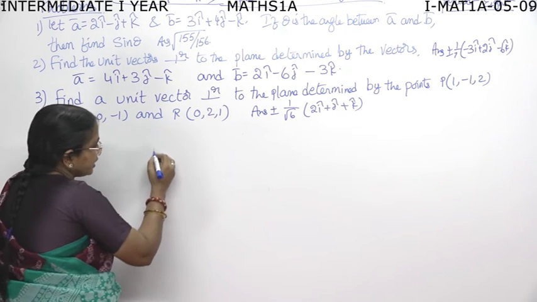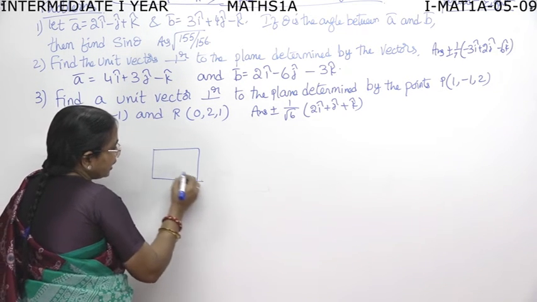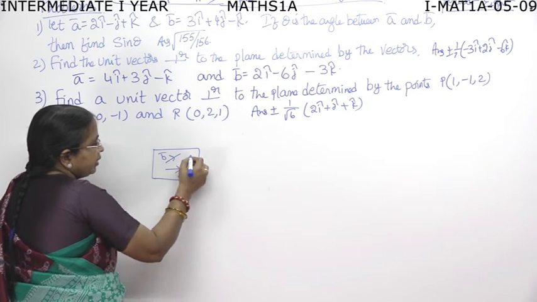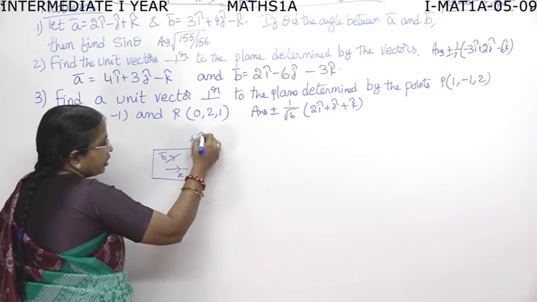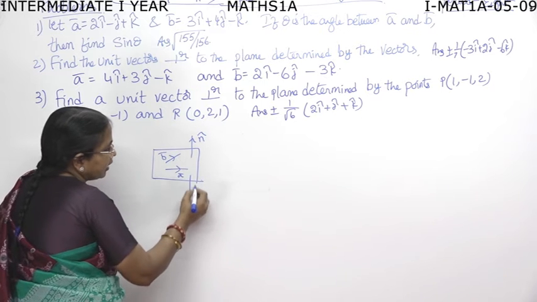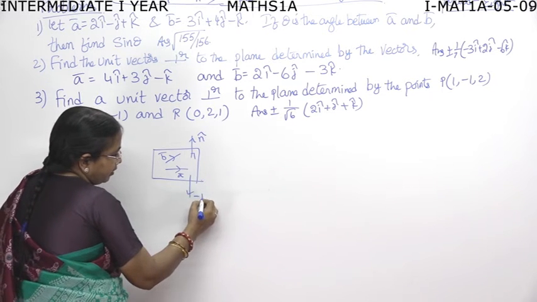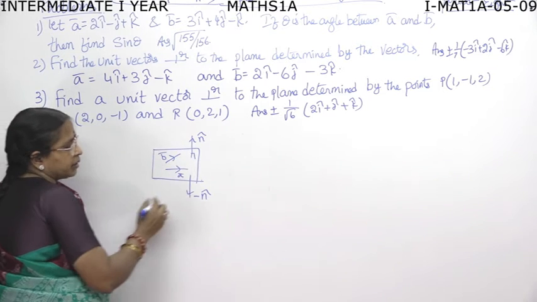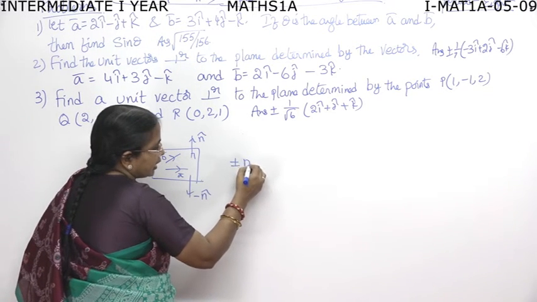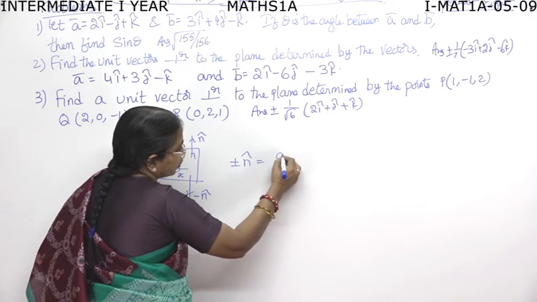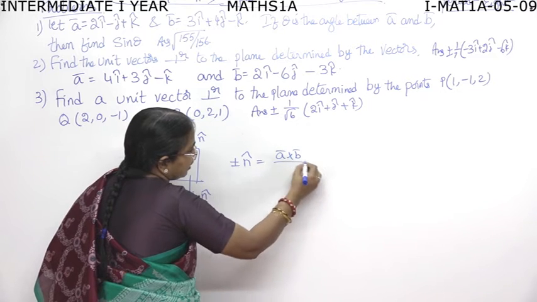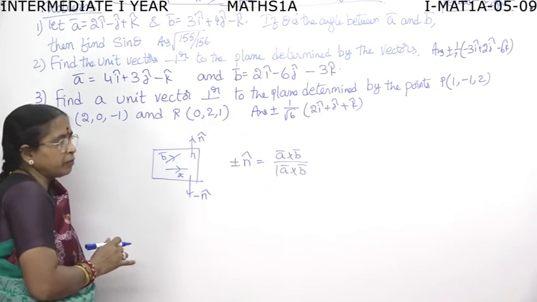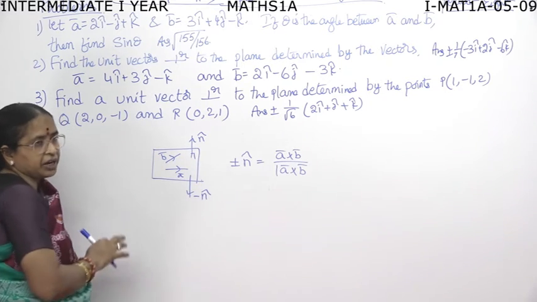So here in this second problem, both A and B are vectors. A is a vector, B is a vector. So this is n cap, the unit vector perpendicular to the plane, and this is minus n cap, the unit vector perpendicular to the plane containing A and B. So you know the formula: plus or minus n cap is equal to A cross B by mod of A cross B. So you will directly write the formula, because A and B are vectors.